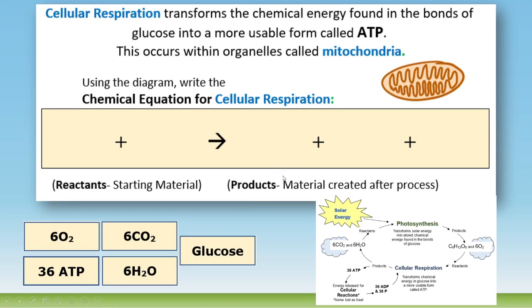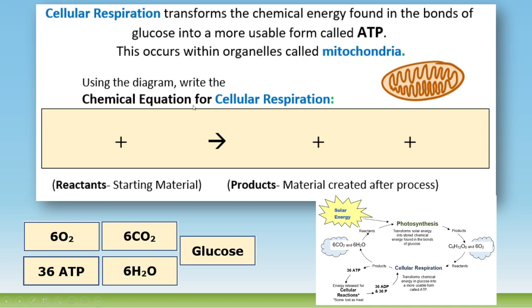All right, so let's scoot down just a little bit. Let's look at our cellular respiration. So cell respiration transforms chemical energy found in the bonds of glucose into a more usable form called ATP. So ATP, that is the energy form that the cell uses. So this occurs in the organelle, the mitochondria. So remember, your mitochondria is the powerhouse of the cell. So that name comes from its ability to make ATP energy.